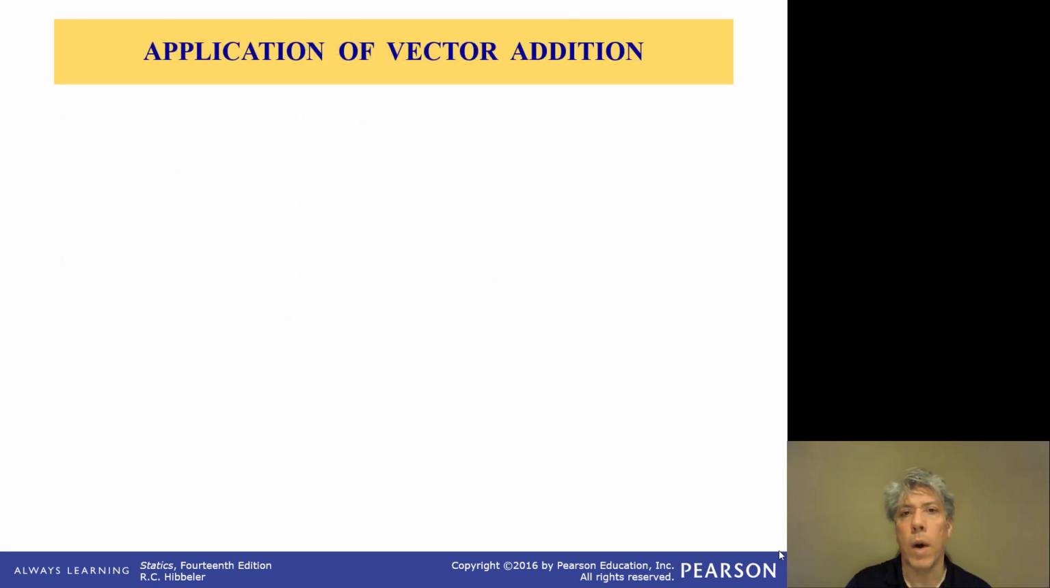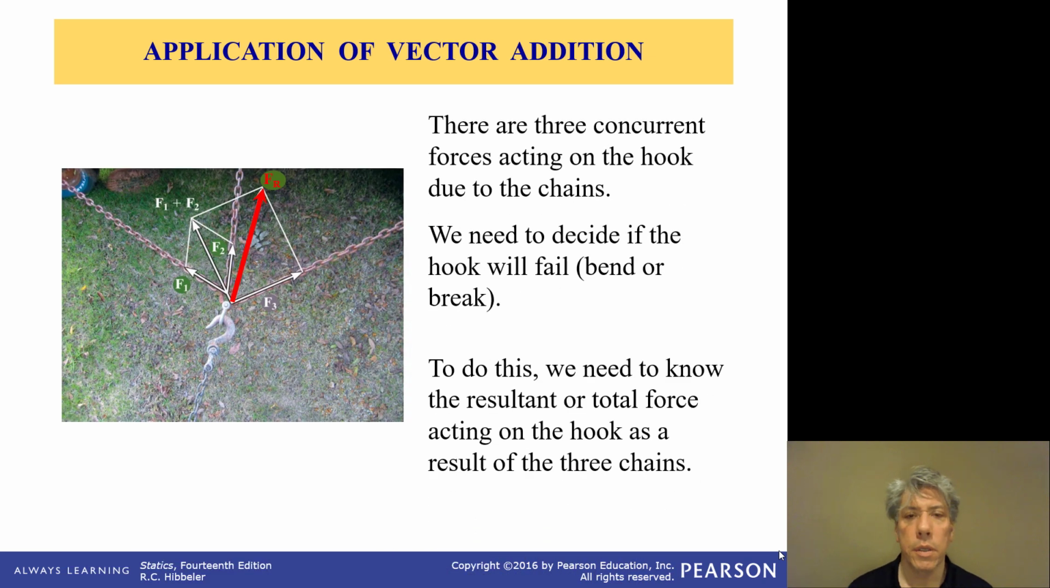So let's talk about why we would want vector addition, why that ability is important. Here's an example where we have three chains that are connected to an intermediate ring and then connected to a hook. Let's say that the hook is the concern. That's what we think might break. We need to somehow figure out how much total force is applied to the hook by F1 plus F2 plus F3. You see that the resultant vector Fr is what we're interested in, and the person who made this picture has started adding F1 and F2 together graphically.